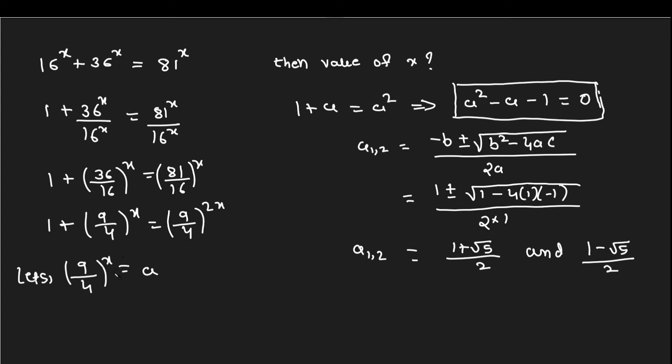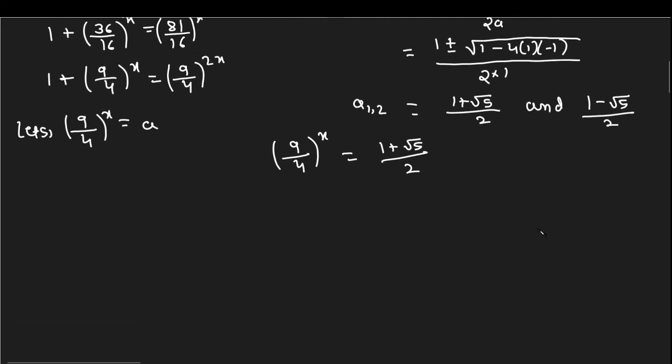So we have already substituted a is equal to (9 by 4) whole to the power of x, and we will substitute the same here. We have two solutions for this. (9 by 4) whole to the power of x is equal to (1 plus root 5) divided by 2. I will explain why I didn't take (1 minus root 5) divided by 2 in further steps.